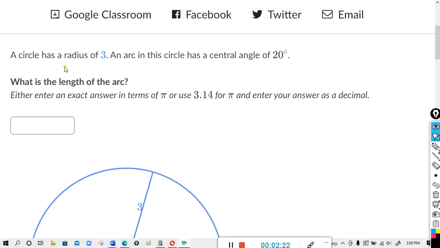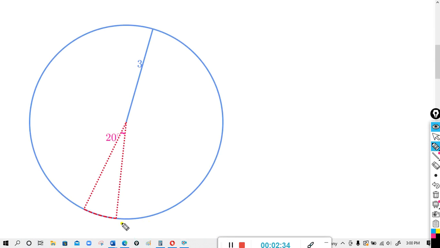It says a circle has a radius of 3. An arc in this circle has a central angle of 20 degrees. What is the length of the arc? Let's take a look. We are looking for this length right here, from this point to this point, traveling along the curve of the circle. From our ratio and proportion, we have theta divided by 360, and that equals S divided by C.